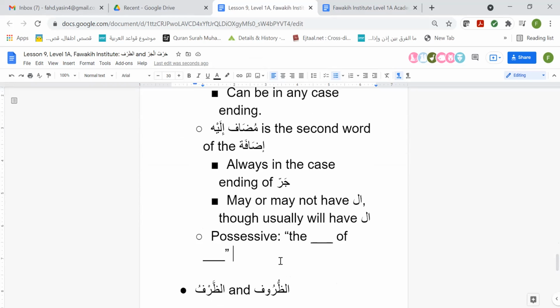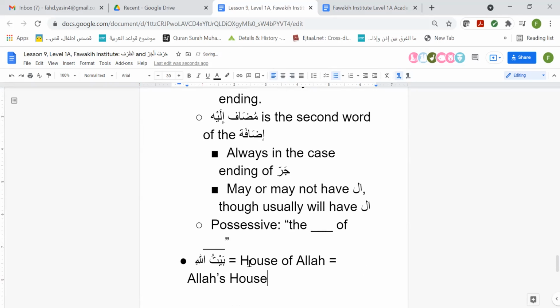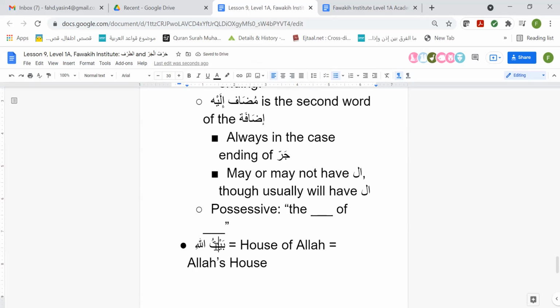So if we say Baytullah, this is literally saying house of Allah, because it's Allah's house, Allah apostrophe s house. This is what the concept of idafa is. The first word will not have alif lam, except in very rare circumstances. Baytullah will not have alif lam. The mudaf will not have alif lam. That's the first indication that you're looking at idafa. It can be in any state, it can be in any case ending.